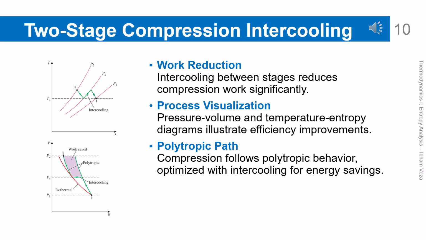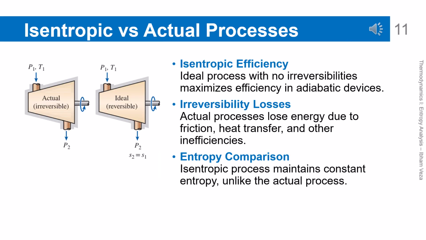The resulting process usually follows a more favorable polytropic path. This technique is widely used in industrial compression systems for energy efficiency. Isentropic versus actual processes. An isentropic process is an ideal adiabatic process without irreversibilities and provides maximum performance.